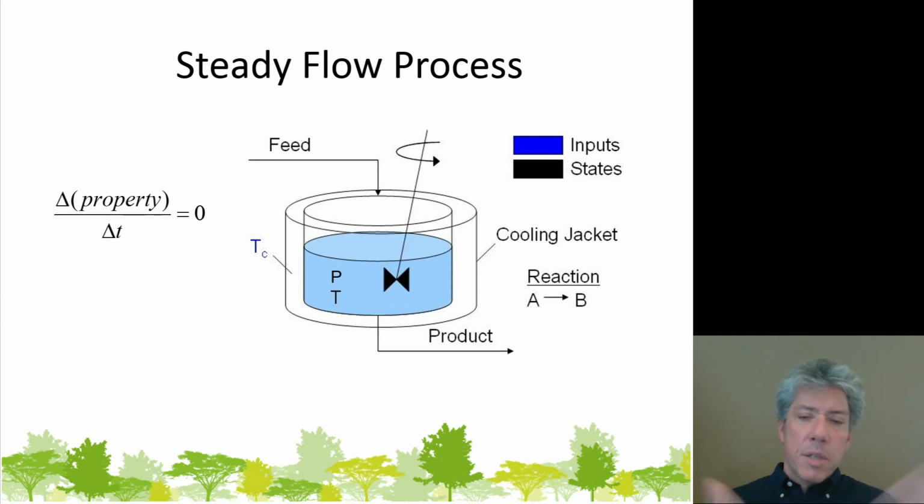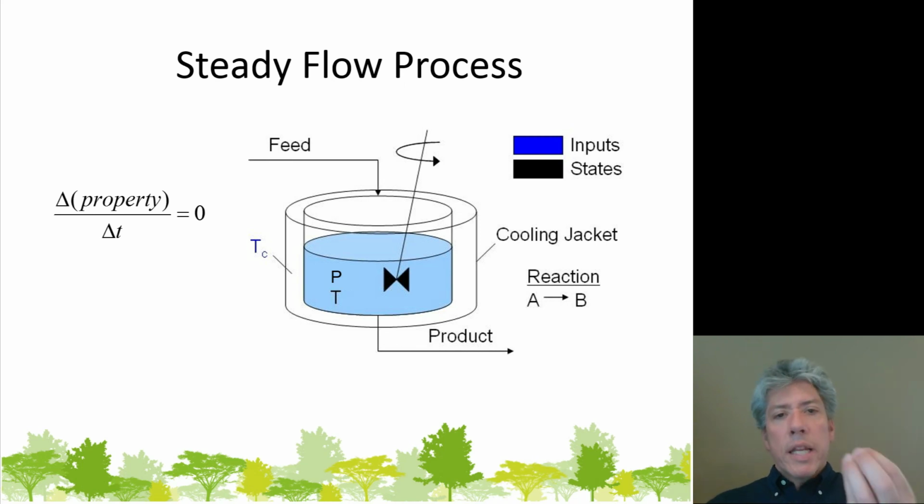And whatever the reaction is, maybe it's A goes to B, it doesn't matter. But the point is, if I were to sample at any point in this system, I'd get something different than some other point. The feed is obviously different than the product, otherwise what's the point of this tank, right? So it doesn't have the property of being uniform. It's not a uniform system, but if this is a continuous process, then there's no change with respect to time of any property within the system.